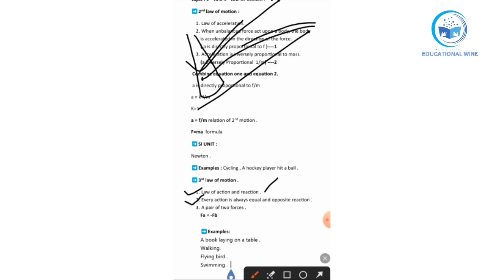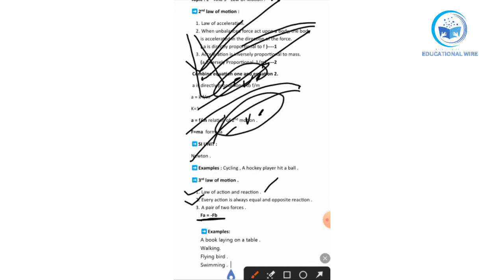Talking about one more thing over here. FA is equal to minus FB. Likewise, if we put a force in the positive side, when it comes back it will be in the negative. So negative and positive means action in positive, reaction inversely negative.